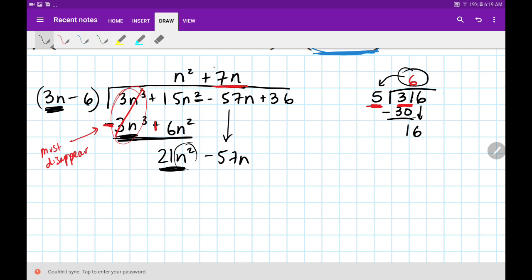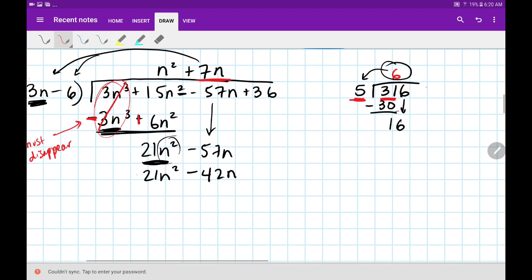And now once I write this here, as before, we'll distribute. It's got to go to both. So 7n times 3n is 21n squared. 7n times minus 6 is minus 42n. Now I'm going to subtract, which means I flip my signs and write my answer below. The 21n squareds cancel. Minus 57 plus 42n leaves me with a minus 15n.